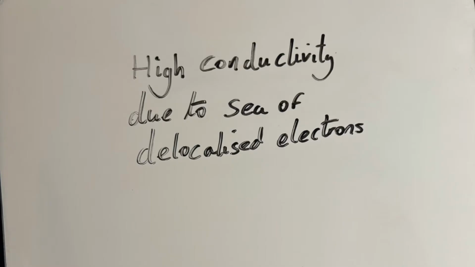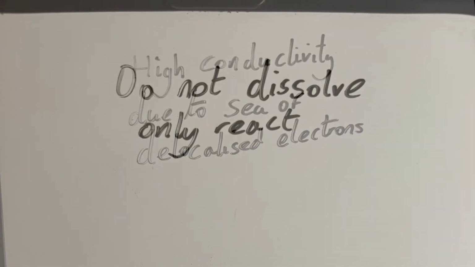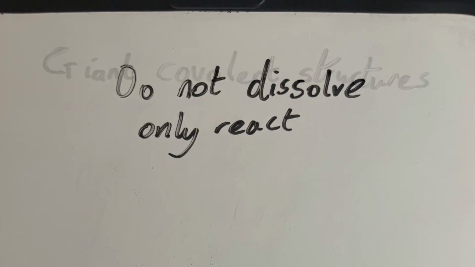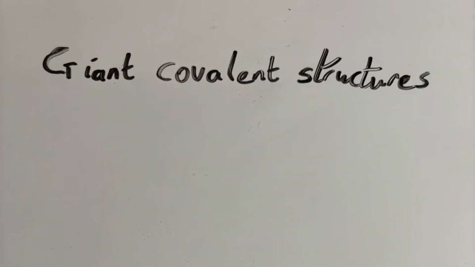Because of the sea of delocalized electrons, it means charge can easily flow through the structure. However, because of how strong metallic bonds are, metals are not soluble and instead tend to react with certain solvents. So, last time we talked about simple covalent molecules, now we're talking about giant covalent structures, which hopefully some of you will remember from GCSE.